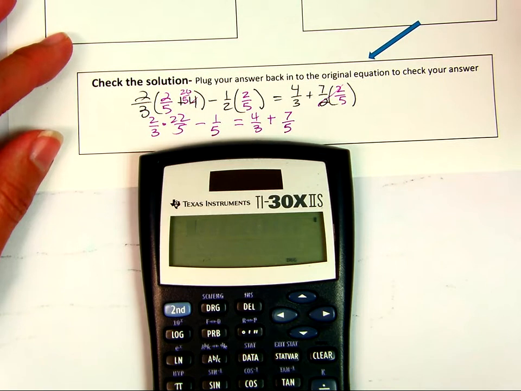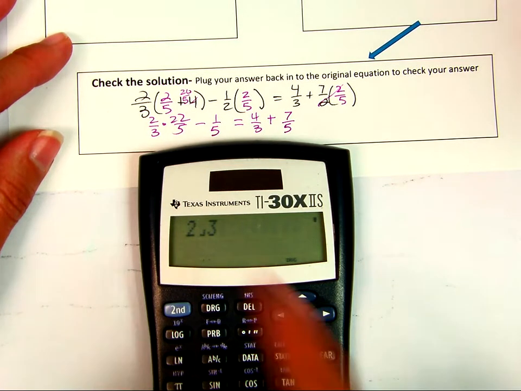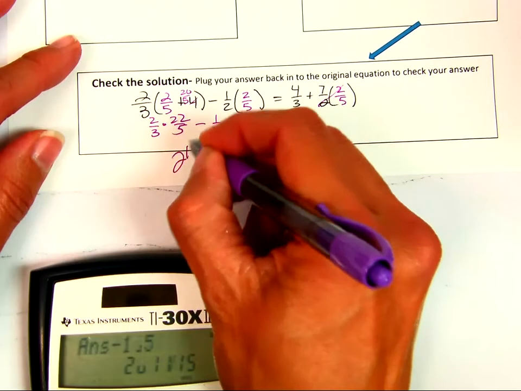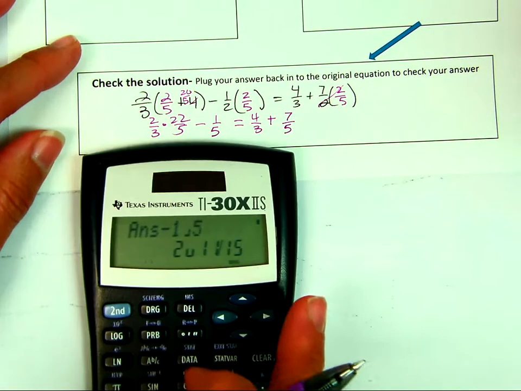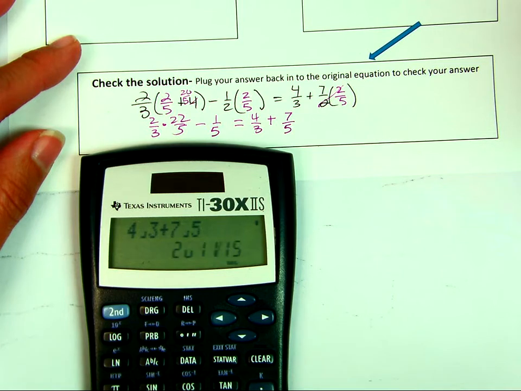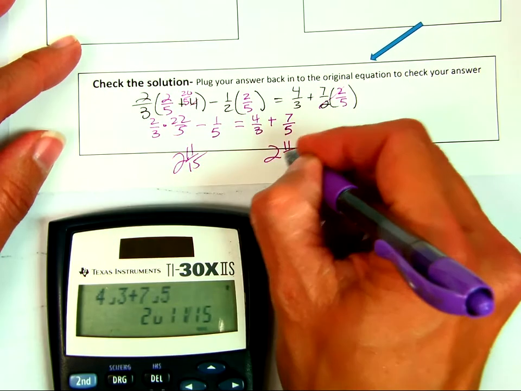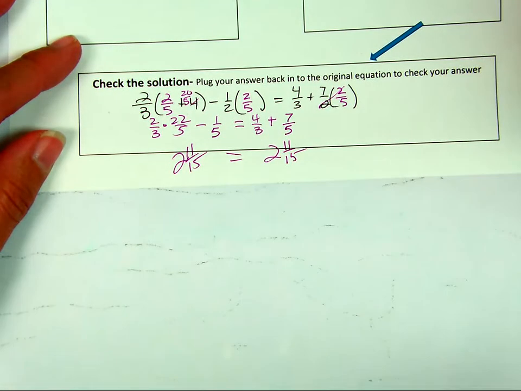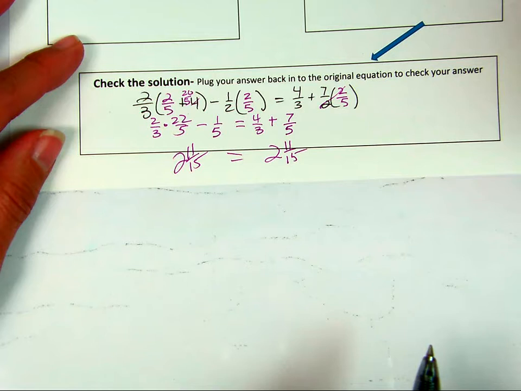So I can take 2 fraction 3, that's 2/3, and times it by 22/5, and then subtract 1/5. And you can see that I'm getting 2 and 11/15. So I'm going to put that right there, 2 and 11/15. Then I take the other side, 4/3 plus 7/5, and I got 2 and 11/15. So both sides of my equation gave 2 and 11/15, and that tells me that I'm absolutely 100% correct because both sides worked. So checking is super important.